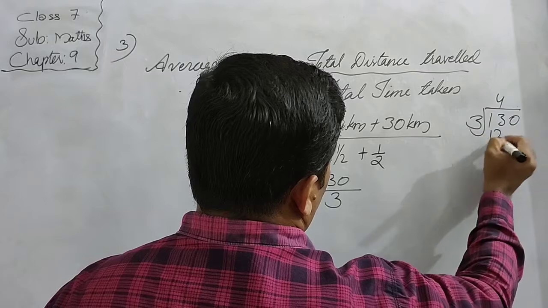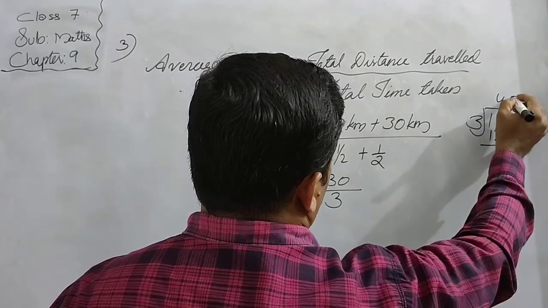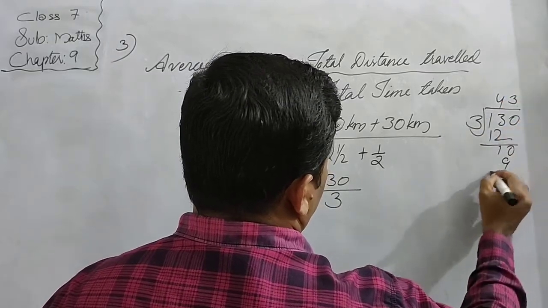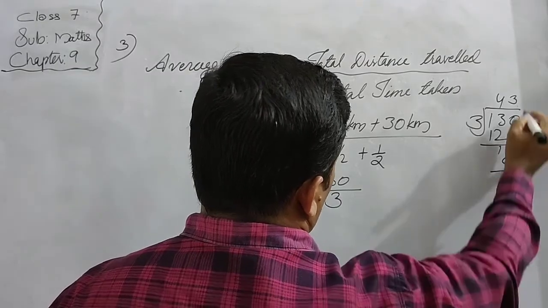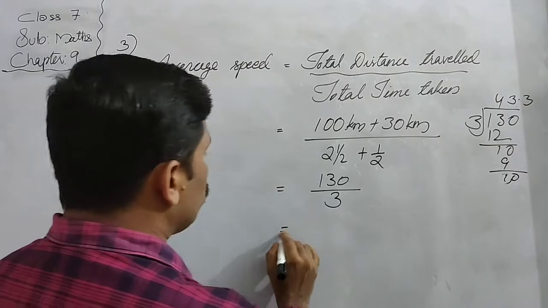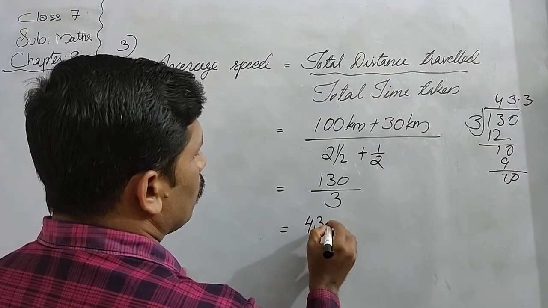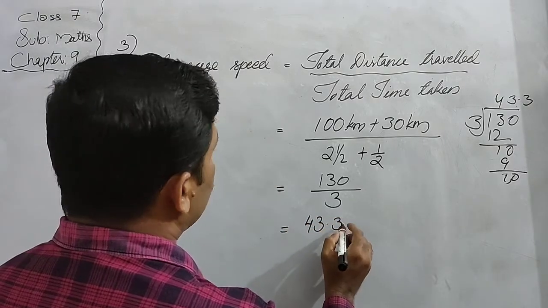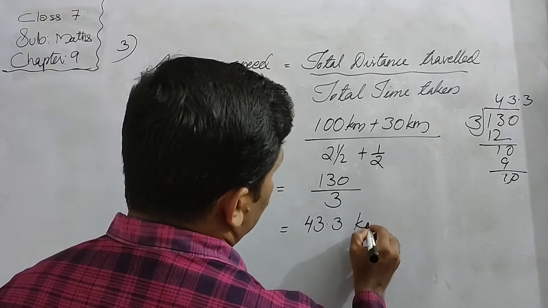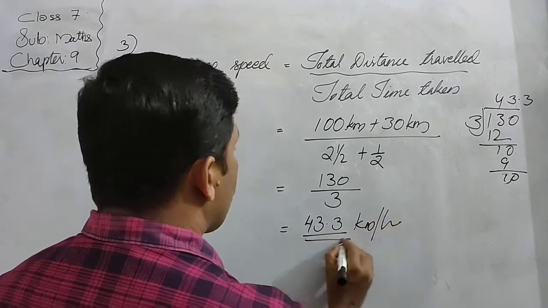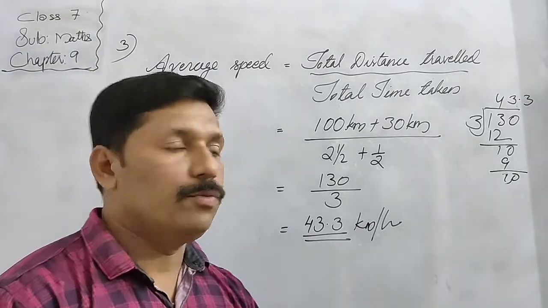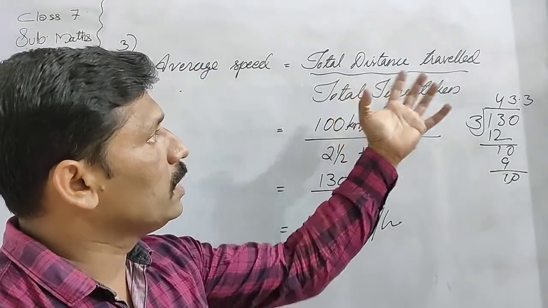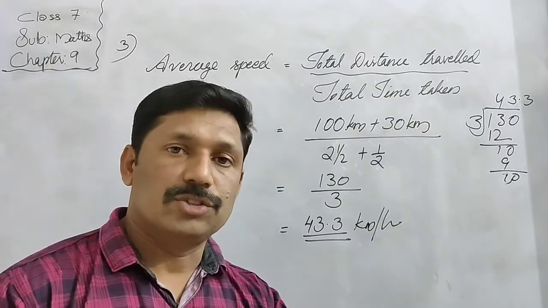So we divide 130 divided by 3. 3 4s are 12, 10. 3 3s are 9, and again we get 10. 3 3s are 9, means 43.3 kilometers per hour. That is the average speed of the car. So to find out the average speed, we divided the total distance by the total time taken.